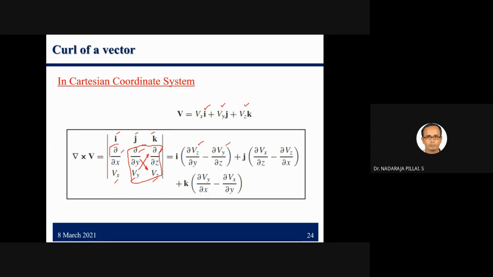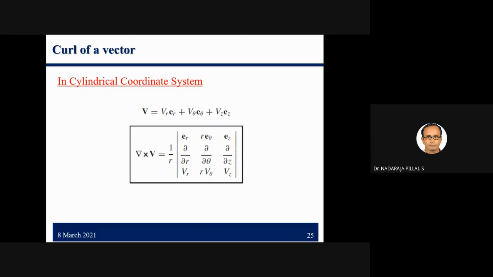When you consider J, you need to consider these terms: ∂Vx/∂z and ∂Vz/∂x. Similarly, K can be considered with these two terms, where K is equal to ∂Vy/∂x minus ∂Vx/∂y. So this is the representation of the curl of a vector in the Cartesian coordinate system, right?